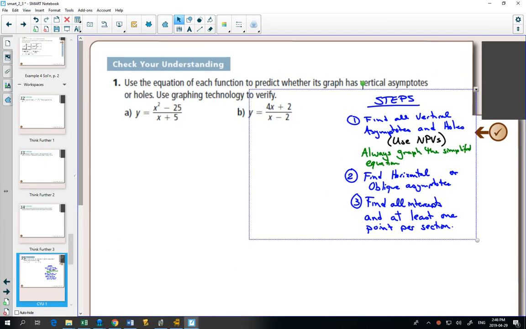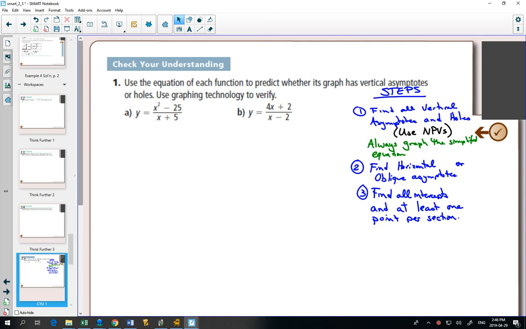Move them there, a little bit off to the side so we still can see them while we do our question. Now the question does say, use the equation of each function to predict its graph has vertical asymptotes or holes. So what they're really doing is saying, we want you to focus on step 1 first. Okay? We're going to do that, but we're going to finish it off by doing everything.